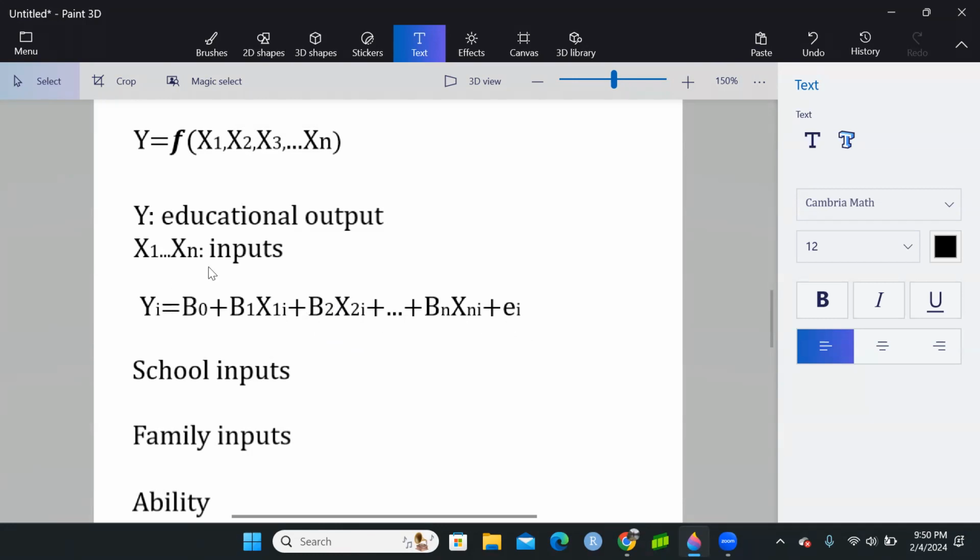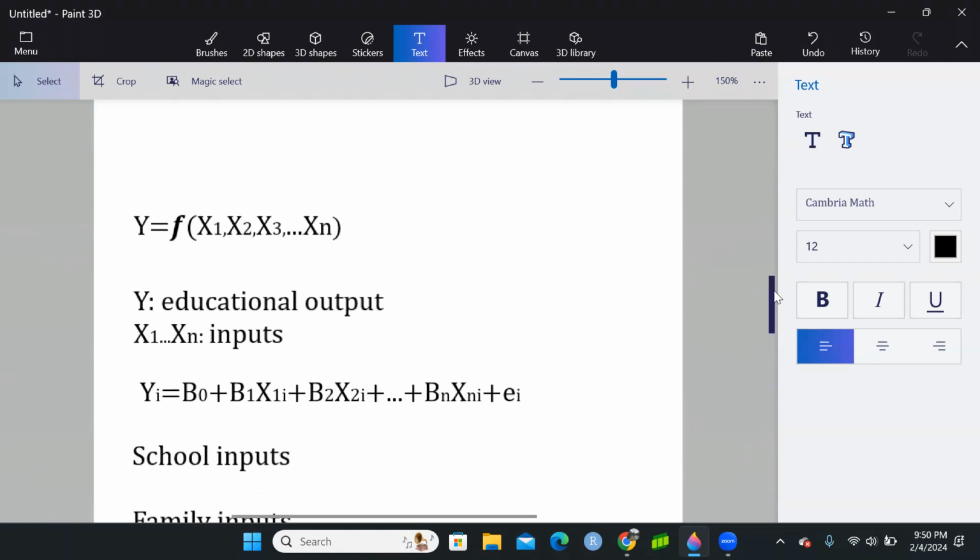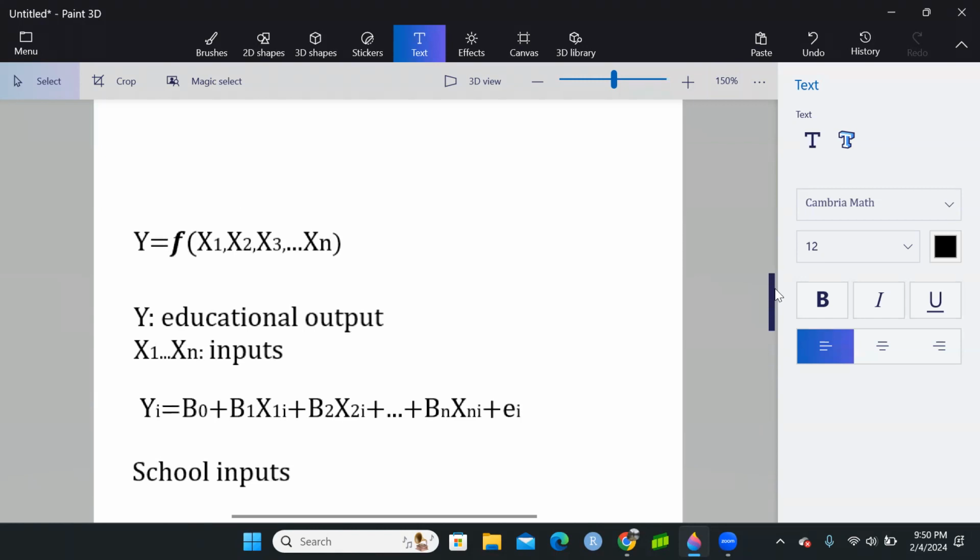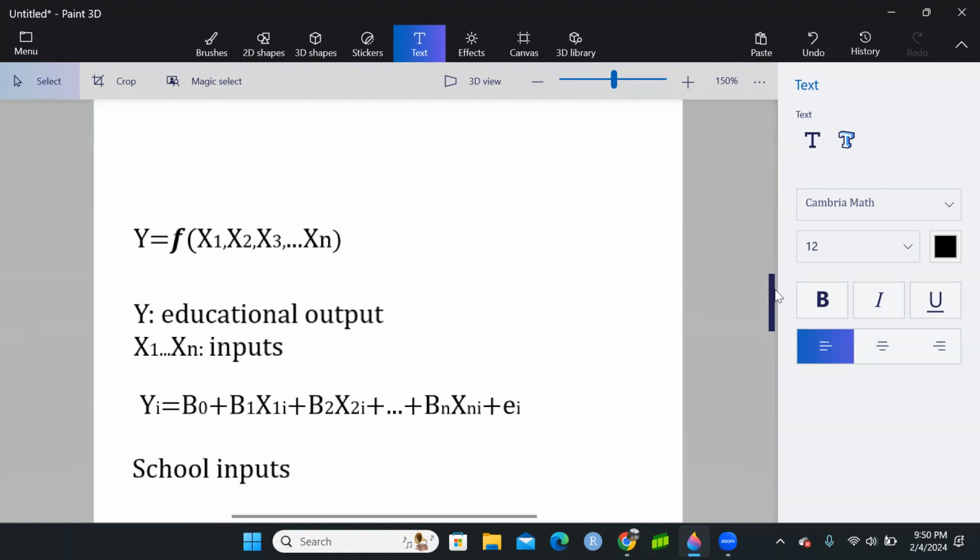So this is really just a simple regression analysis for educational output. Obviously this is pretty crude, but it gives you a good idea of what the education production function is trying to do.